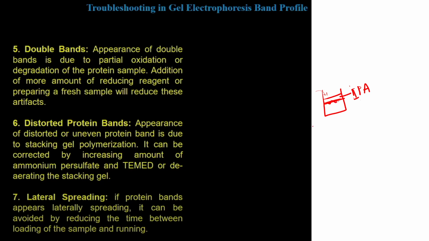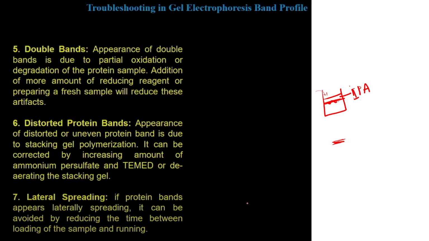These kinds of problems will not happen if we pour IPA. Another defect is the double band. The appearance of a double band is due to partial oxidation or degradation of the protein samples. This can easily be remedied by preparing fresh samples or adding more reducing agent. If you are getting two bands very close to each other instead of one, that means there is partial degradation that is causing one band to move faster than the other one.